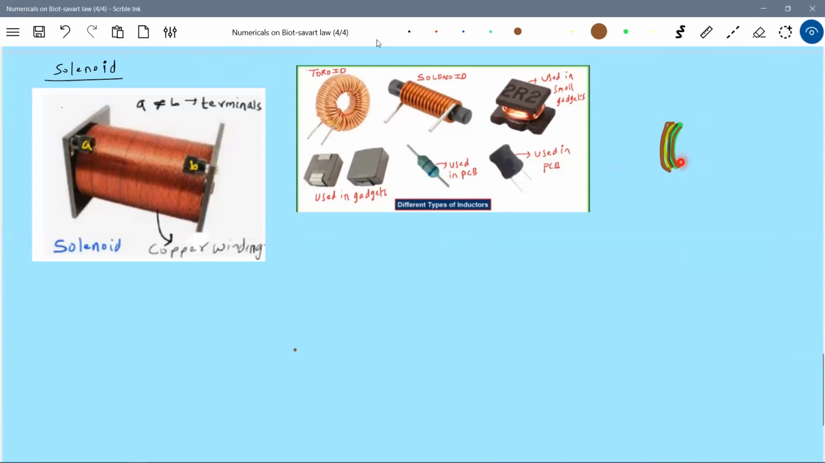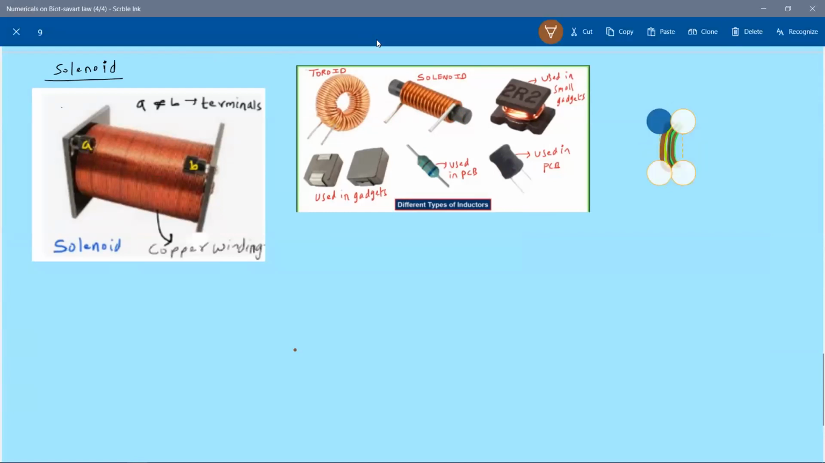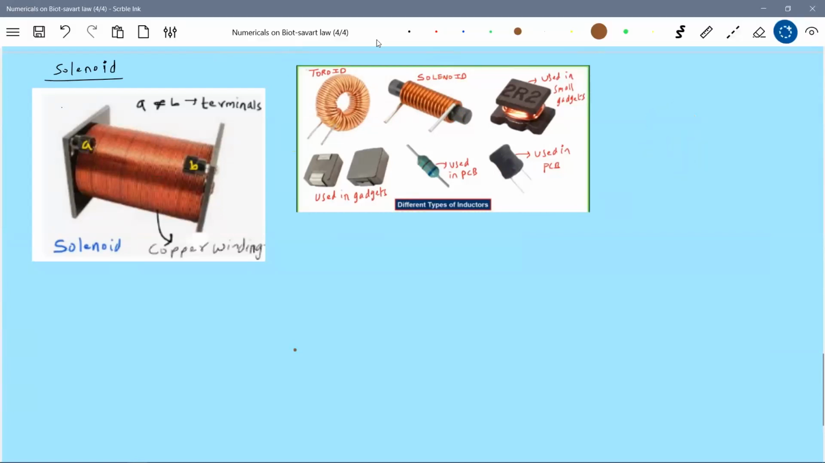So like this, it will be wound on some ferrite rod and become a solenoid. And very, very important: in the fan, the water pump, all electrical equipment, the solenoid is the basic element. So we have to find out the magnetic field due to a cylindrical solenoid. This is what I'm going to discuss here now.